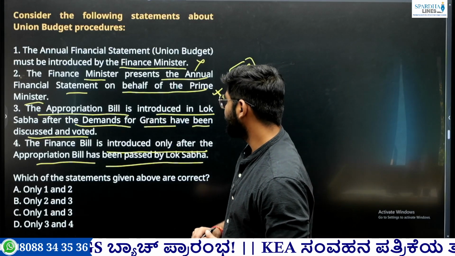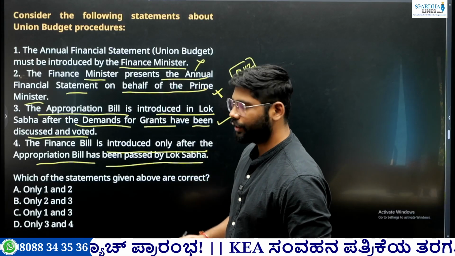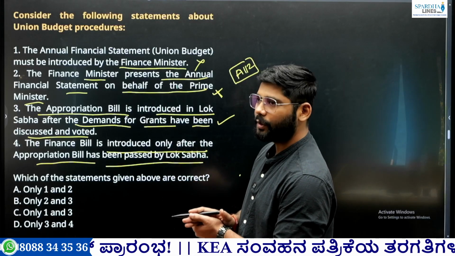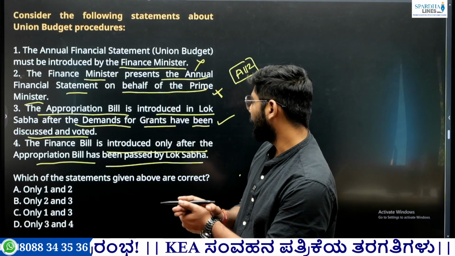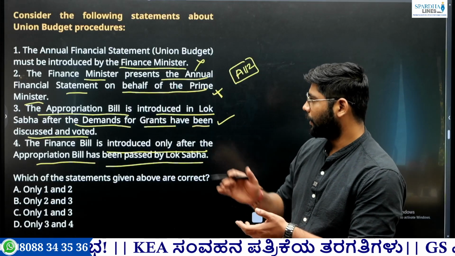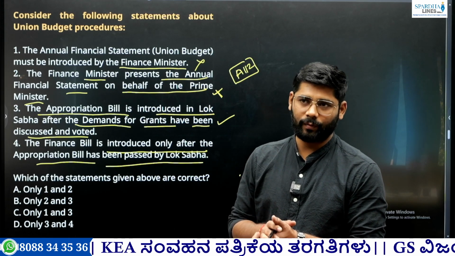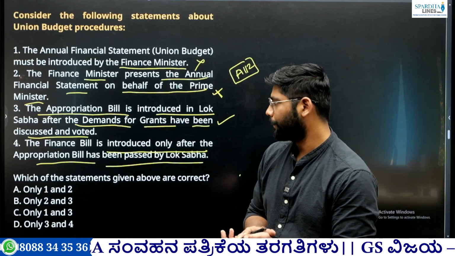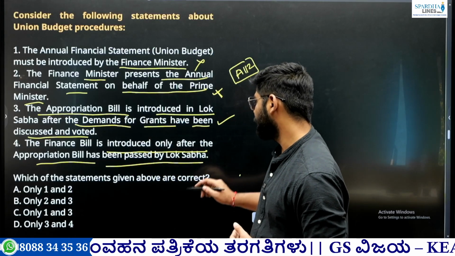Then the appropriation bill is introduced in Lok Sabha after demands for grants have been discussed and voted. Yes, there is a condition that appropriation bills will be introduced in Lok Sabha only after demands for grants are discussed and voted. Demands for grants are the ministry-wise expenditures, and the appropriation bill takes the permission of the Lok Sabha or the Parliament to make expenditure out of consolidated fund of India.